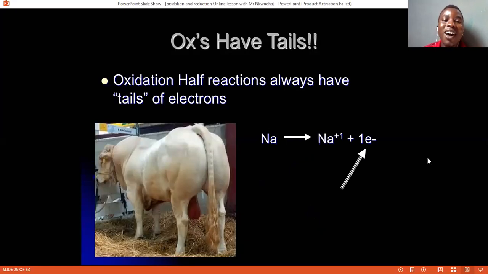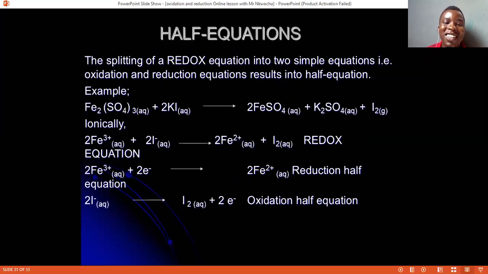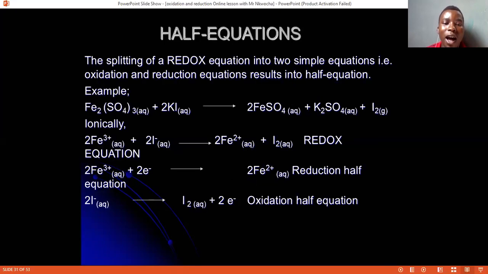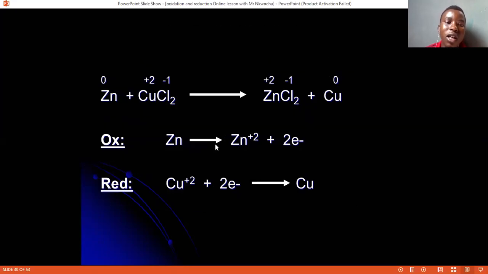Interesting. Look at this. I say the oxidation half equation always has tails of electron, like electron on the right hand side. Yeah, you leave your electron behind. All right, so let's say I've taken this equation here. Let's look at this reaction. So the same thing. Zinc has changed to plus 2. So 0 to plus 2, it has lost 2. You put the electron on the right hand side.